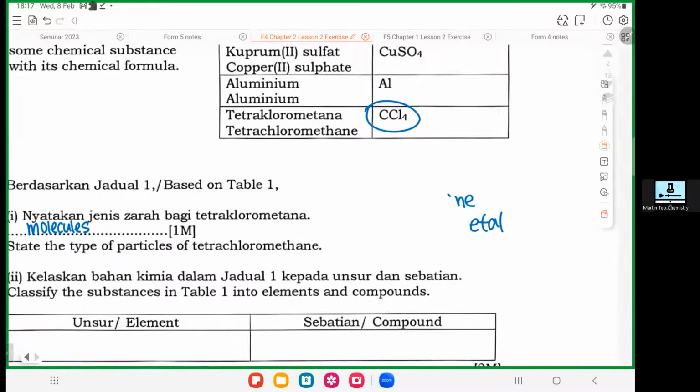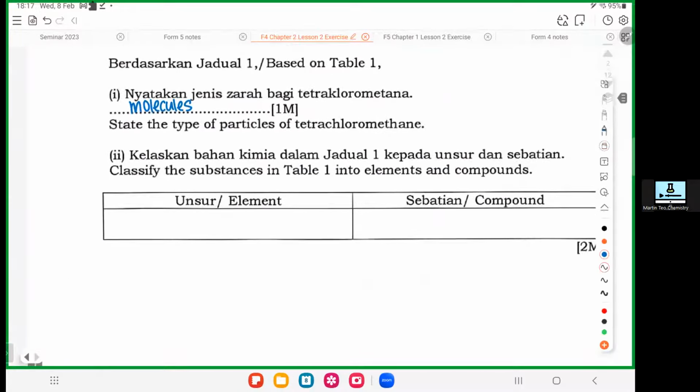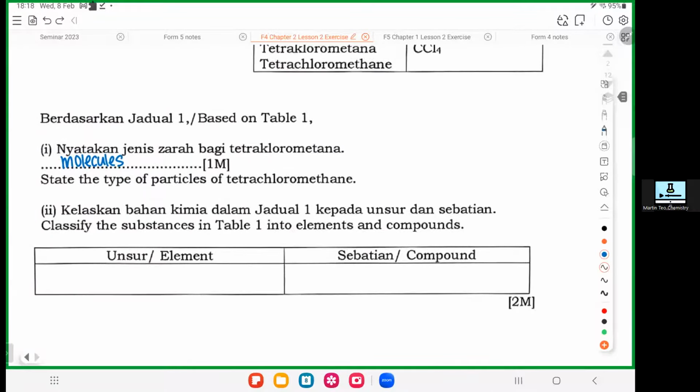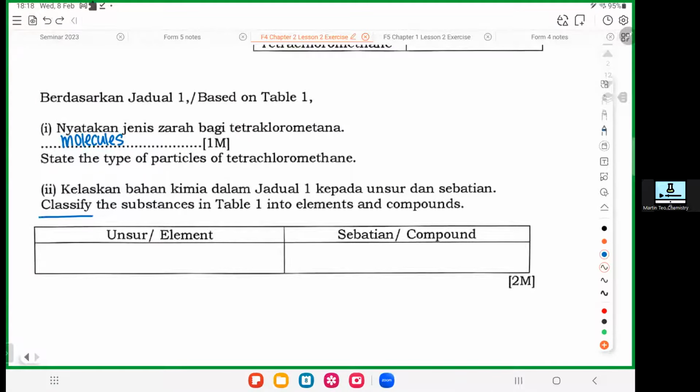Okay, let's move on to this. Now you have these 4 substances. Now you need to do a classification. Classification, kelaskan. So you need to put into different classes. Classify the substances in the table number 1 just now into elements and compounds. So can we spend another 1 more minute to do revision? What is element? What is compound?